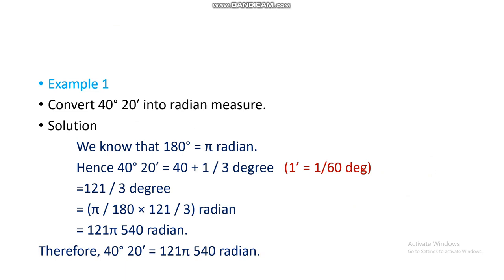We are going to see one example over here. Convert 40 degrees 20 minutes into radian measure. We know that 180 degrees equals pi radians. So 40 degrees 20 minutes we can write as 40 plus 1 by 3 degrees. As we know, 1 minute equals 1 by 60 degree. So 20 minutes divided by 60 is 1 by 3.